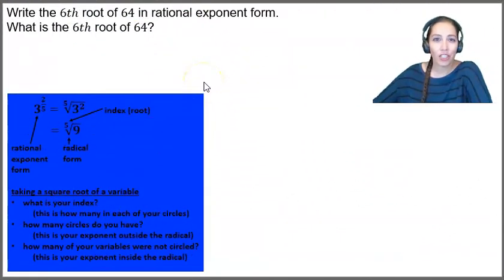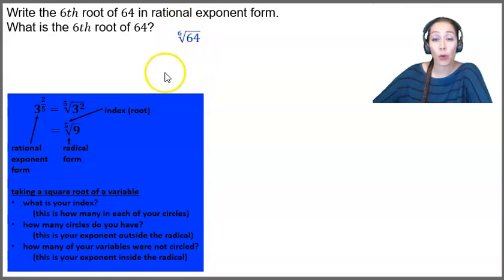Now that we have Chloe's cheat sheet notes, let's go ahead and start looking at this problem. We have to write the sixth root of 64. Well, first of all, let's just go ahead and write this in radical form. Sixth root means that we're going to put 6 on the outside in the index or in the root position, and then underneath the radical sign, we have our radicand of 64. This is the sixth root of 64.